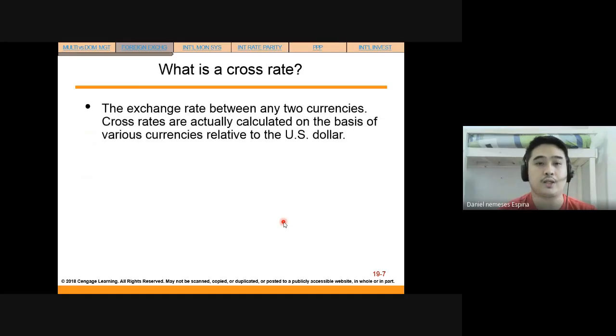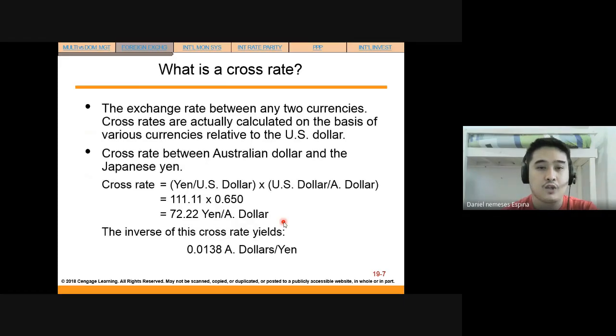Next, what is a cross rate? The cross rate is the exchange rate between any two currencies. Cross rates are actually calculated on the basis of various currencies relative to the US dollar. For example, we have the yen versus the US dollar. Per US dollar, we have 111.11. We have to multiply this with the exchange rate between the US dollar and the Australian dollar.